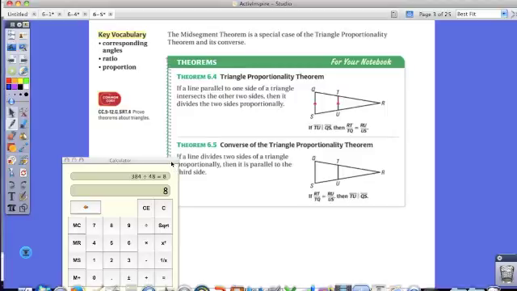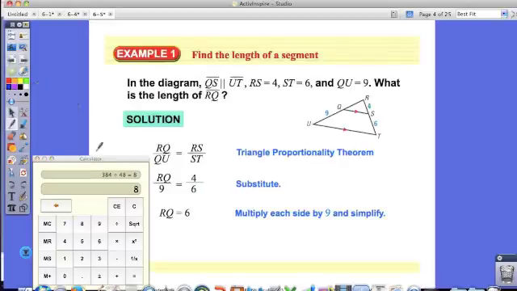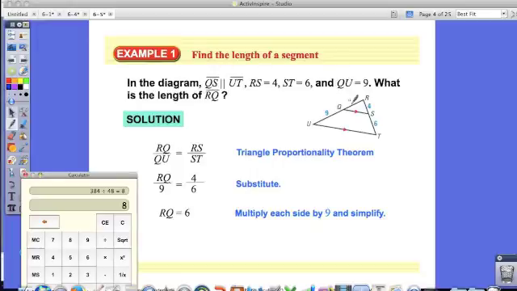The converse of the triangle proportionality theorem is that if a line divides two sides of a triangle proportionally, then it is parallel to the third side. So they want us to find in the diagram QS is parallel to UT. So if they tell us it's parallel, then obviously these are going to be proportional. So if RS is 4 and ST is 6, QU is 9, what is RQ? So they're going to set this up. RQ over QU is proportional to RS over ST. Okay? So RQ is what we're finding. QU is 9. Okay, this is 4, this is 6.